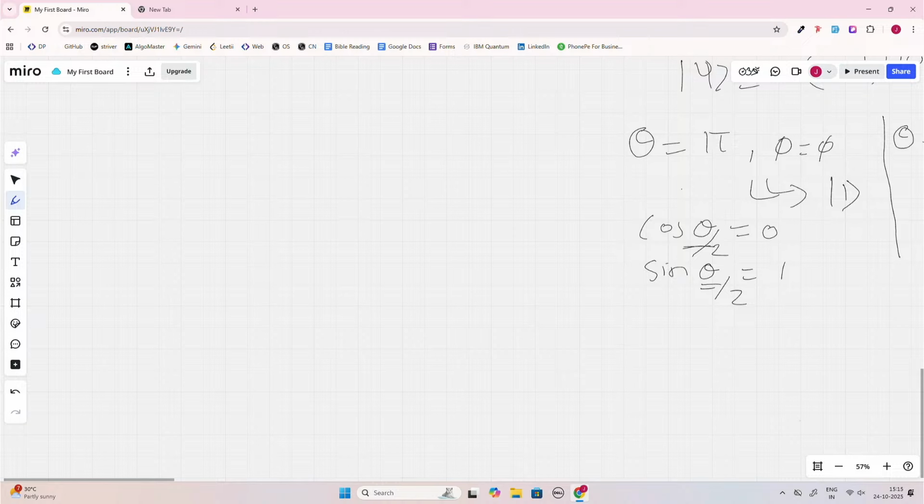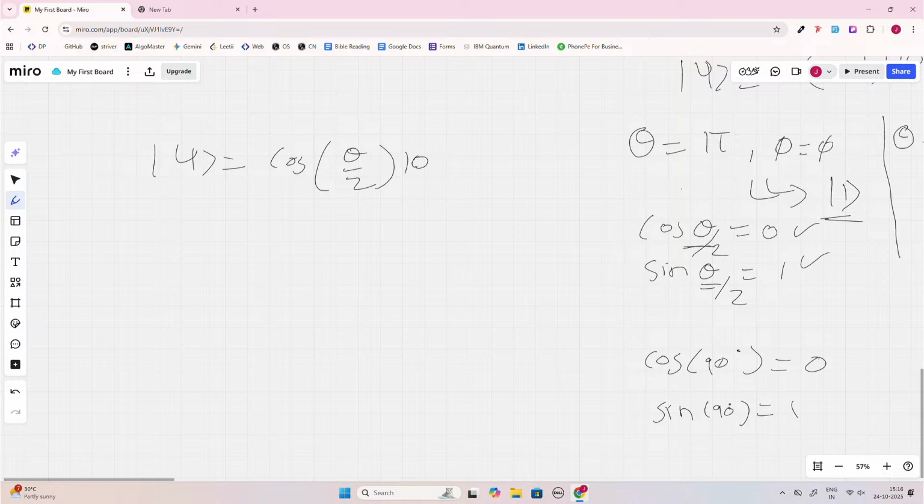What is pi by 2? 90 degrees. So cos 90, how much? What is cos 90? 0. What is sin 90? 1. Is it satisfying? Now it is giving me the output as 1. So that's the reason we use theta by 2 instead of theta. That's how your quantum state takes the form of cos theta by 2 of 0 plus e to the power of minus i phi sin theta by 2 of 1. So that's how this came into play.